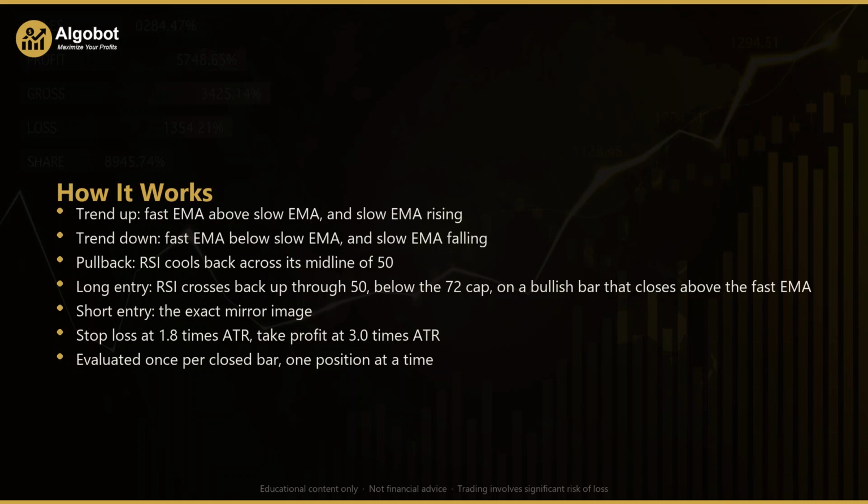Finally, risk management. Whenever a position opens, the stop loss is placed at 1.8 times the current ATR away from entry, and the take profit at 3 times ATR. That produces a reward-to-risk ratio of roughly 1.67 to 1 on every trade. The strategy only ever holds one position at a time for its magic number, so it never stacks trades.